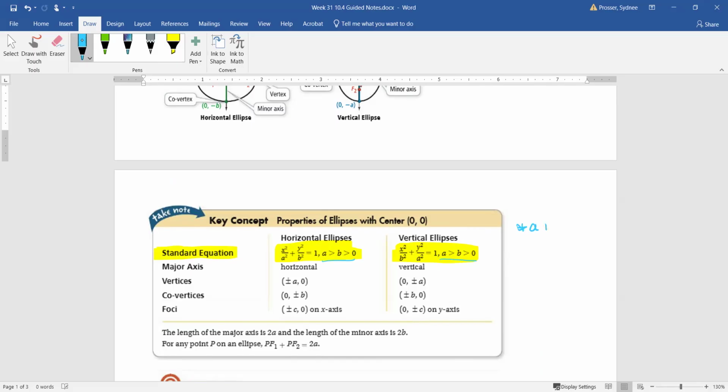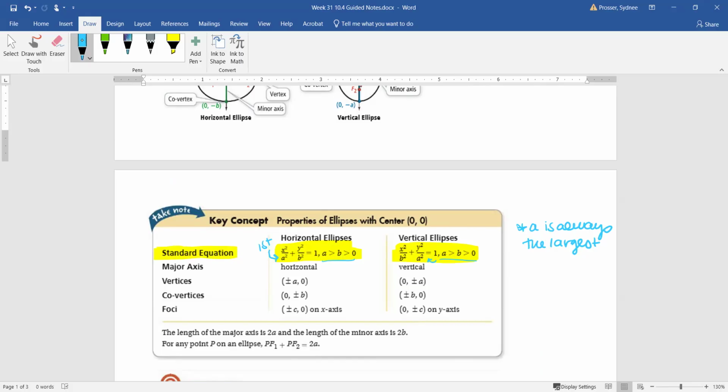So a is always the largest, and that's how we're going to know whether we have a horizontal ellipse or a vertical ellipse, because notice it comes first here. If that larger value comes first, if it's with the x squared, then I have a horizontal ellipse. If that larger value comes second, with the y squared, then I know it's a vertical ellipse. So whether the a value is first or second dictates whether our major axis is horizontal or vertical.